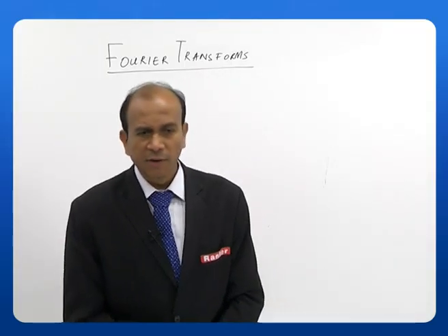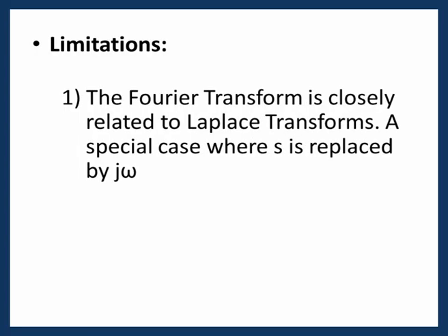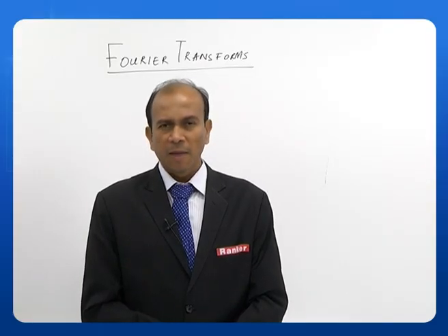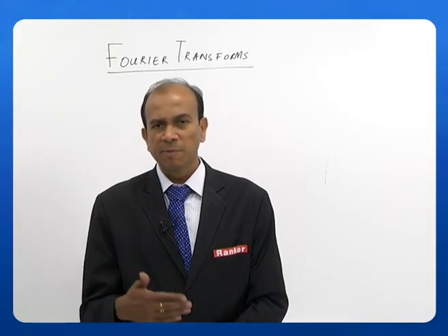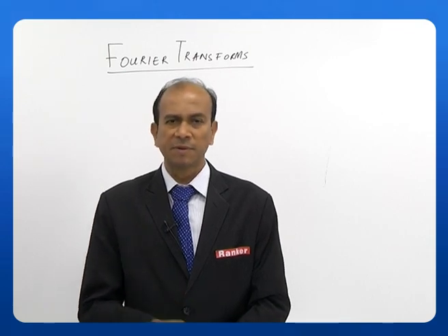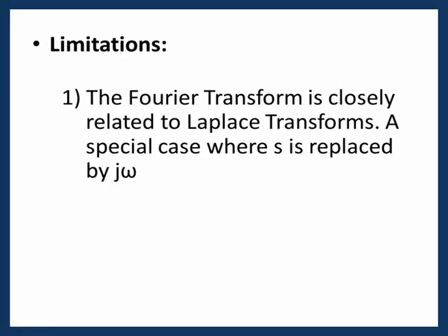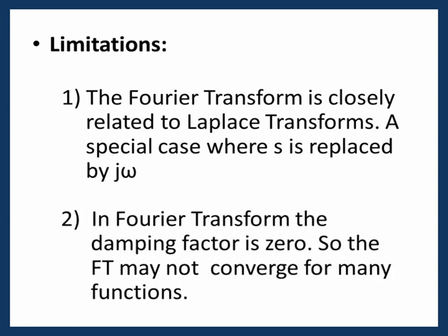Then what are the limitations? If we talk about the limitations of Fourier transforms, the first limitation is that the Fourier transform is very closely related to the Laplace transform. If we call this a limitation, they are almost the same. The only difference is that S is replaced by j omega. That is, S is equal to sigma plus j omega, but here only omega is there, sigma is missing. Sigma is nothing but a damping factor that is not existing. So this is the second limitation.